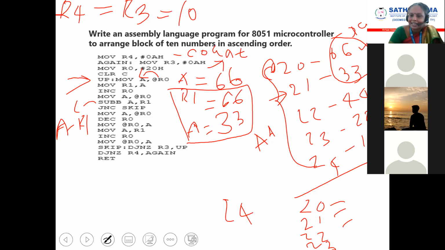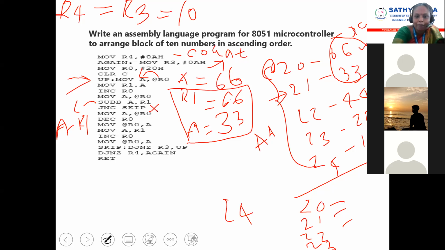So if I subtract 66 minus 33, if the accumulator content is greater, no problem, I can skip it. Skip in the sense that, with jump on no carry, I have to go to the next memory location. But here what happened? If I subtract 66 minus 33, the carry flag will be set. Am I correct or not? So this condition fails.